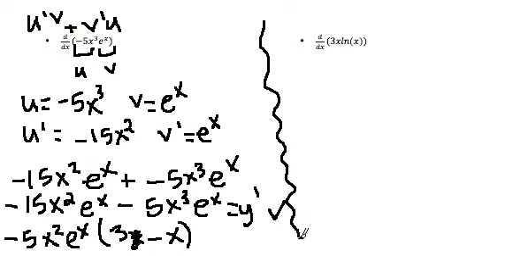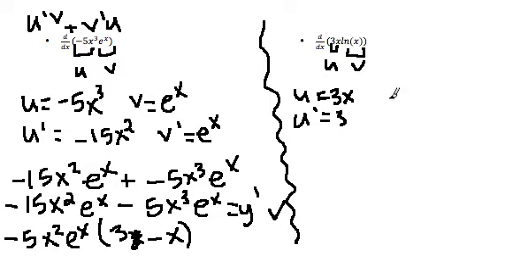All right, so we have another example over here. We have the derivative of 3x times the natural log of x. So I have two pieces. This is one piece, and this is another piece. So here's my u, here's my v. So u is equal to 3x, u prime is equal to 3, and v is equal to ln of x. And then using our chart of rules, v prime is equal to 1 over x.